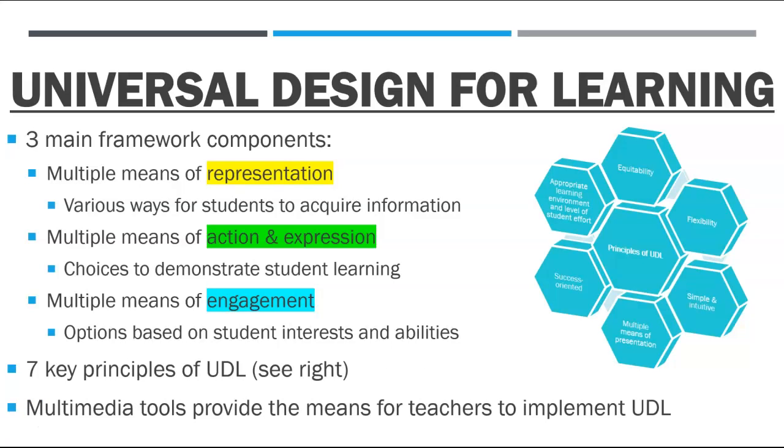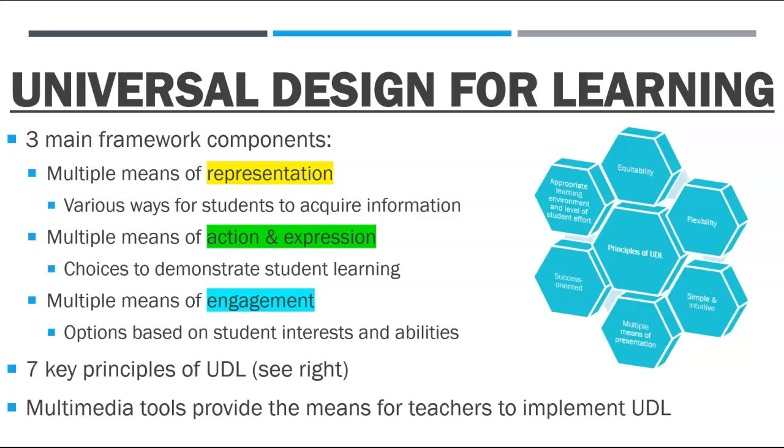So the framework for UDL consists of three main components. One is multiple means of representation. So when you look at my unit and lesson plans, what I have done is highlighted the parts of the lesson plan in yellow that demonstrate ways that I've provided for multiple means of representation, which means students have various ways to acquire the information that they need. So anytime you see something highlighted in yellow, that means that there's an example of multiple means of representation.